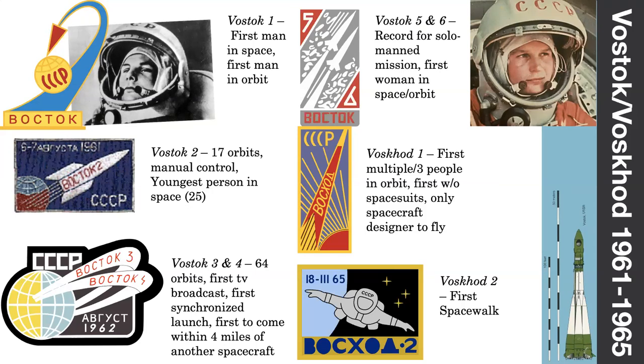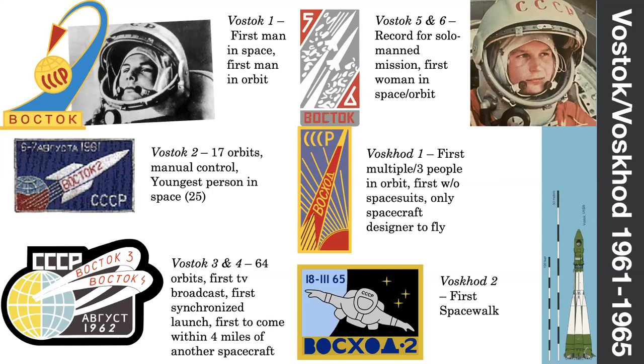They tried to up the ante by sending a much younger person into space, doing many more orbits, having more control. 64 orbits with Vostok 3 and 4. They did the first broadcast from space. There was a solo mission, first woman in space, which we talked about at the end of the last lecture.